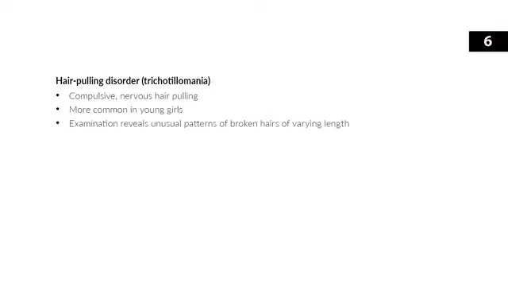This is found in your study guide. Hair pulling disorder is a compulsion to pull hair out of the scalp, which is related to obsessive compulsive disorder. It's more common in young girls. You might find broken hairs of varying length. This is different than alopecia areata, which is a smooth bald spot with well-defined borders.